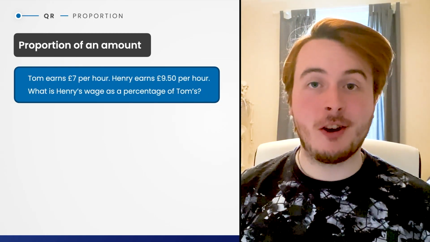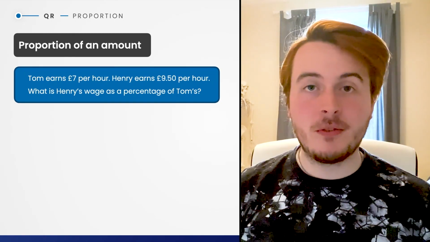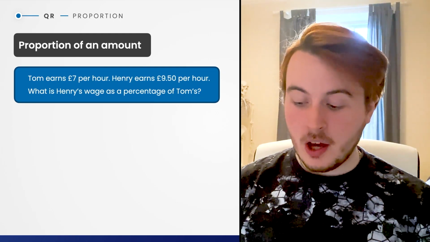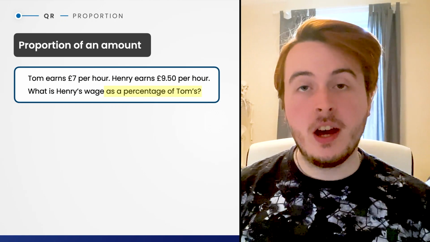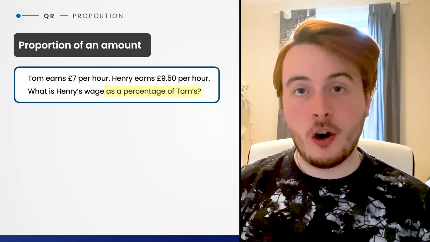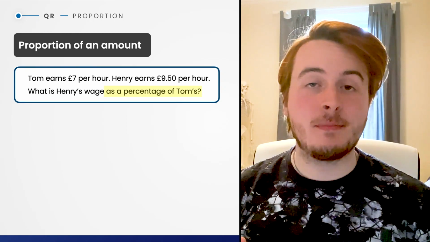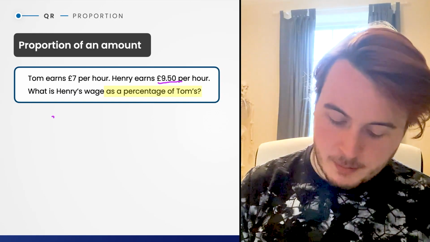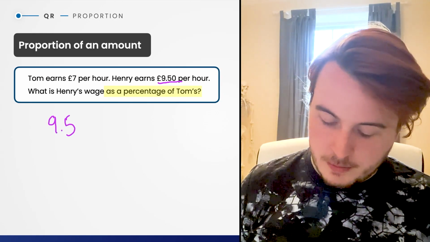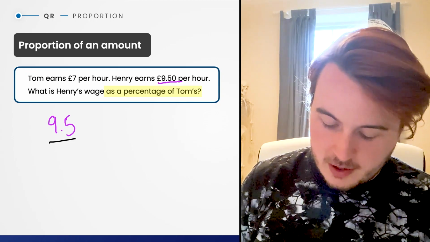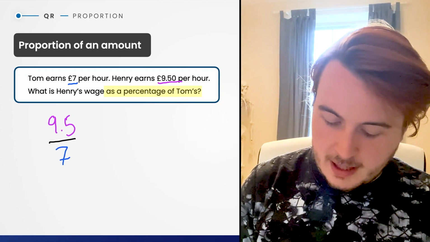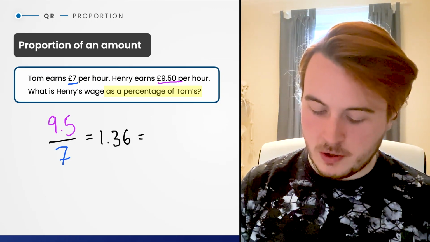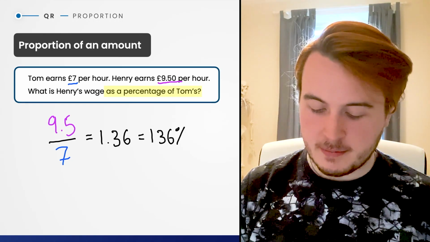So let's try another proportion of an amount type question. With this one, we've not seen it before, so let's just break it down and have a look at the 2 different characters in it. We've got to figure out what way round our fraction is going to go first. So we've got Henry's wage as a percentage of Tom's, which means Henry's wage is going to have to be on the top here. So let's pop that into a fraction. We're going to put Henry on top, that 9.5, and then we're going to put it over Tom's wage, which is the £7 here. 9.5 divided by 7, throw that into our calculator, and we get 1.36, which is going to be the exact same as 136%.